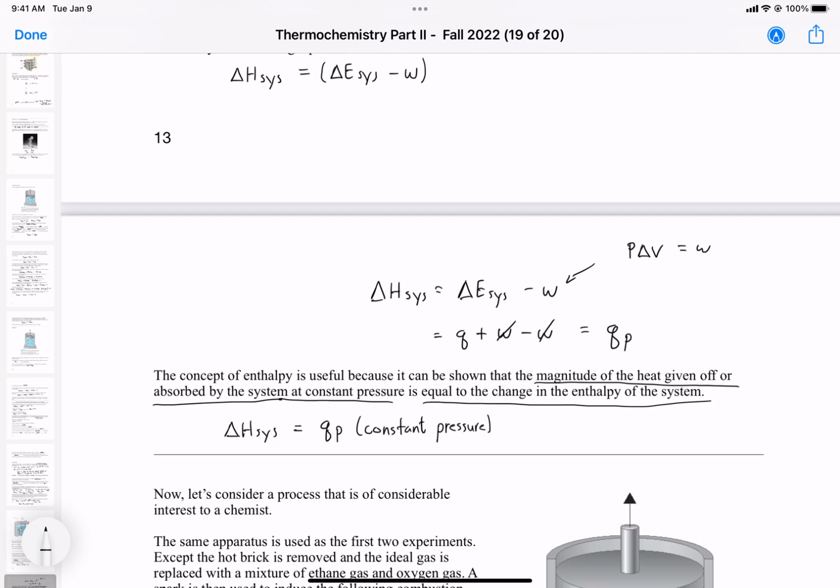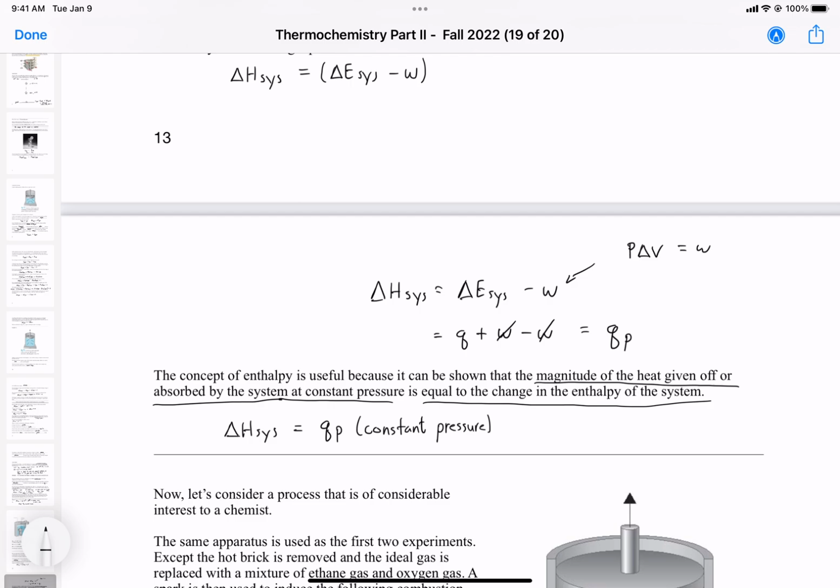And since it's negative because it's expanding, the system's expanding against the atmosphere, we're going to do minus W in this case. So it's going to be minus W. So in this case, we get Q plus W minus W. Those cancel out, and then we say that the amount of heat released by the system is Q. Okay, so the delta H of our system is related to the amount of heat given off by the system or absorbed by the system.